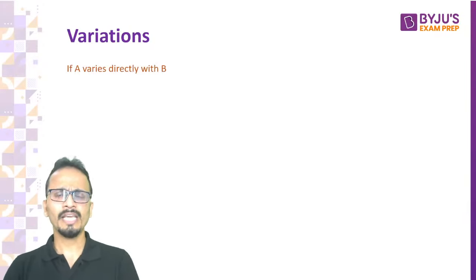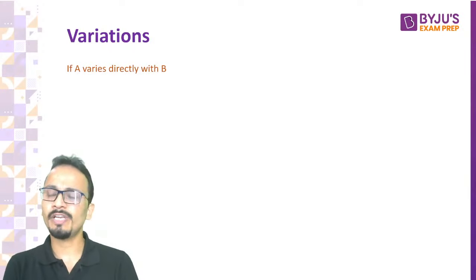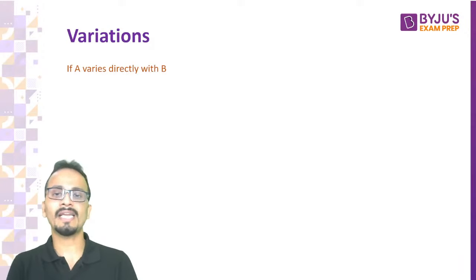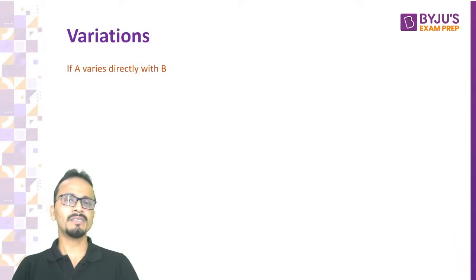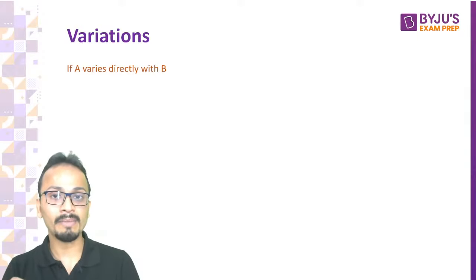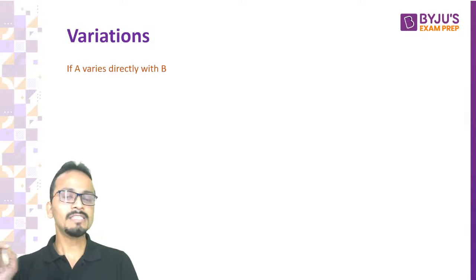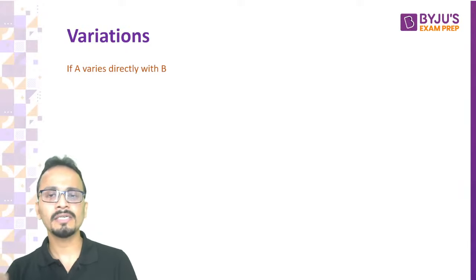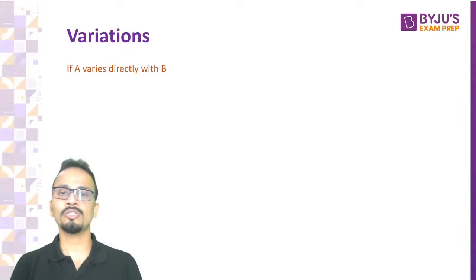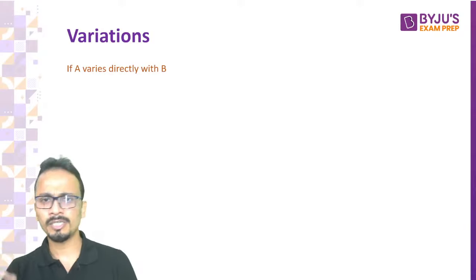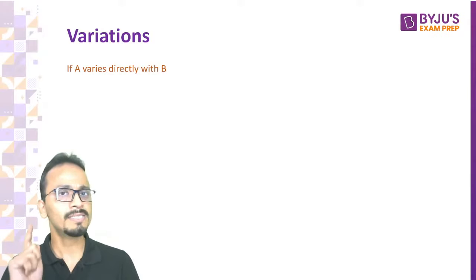First of all, if I'm given a statement that A varies directly as B, what do I mean by this statement? A varies directly as B. This statement means that if B will change, listen to each and every word that I'm using, A varies directly as B means that if B will change in a certain ratio, then A will also change by the same ratio. I'll repeat. If B will change in a certain ratio, A will also change by the same ratio.